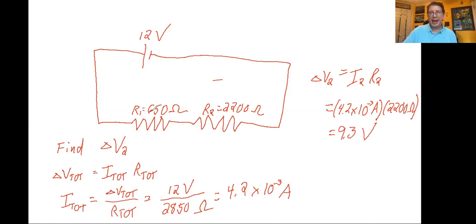And then delta V1 is just the difference between the two. So you can multiply the current by the resistance, but it's probably easier to just subtract 9.3 volts from 12 volts, and that would give you 2.7 volts, assuming you needed to calculate delta V1 as well. So that's what you do here. So now we're going to move to another example.